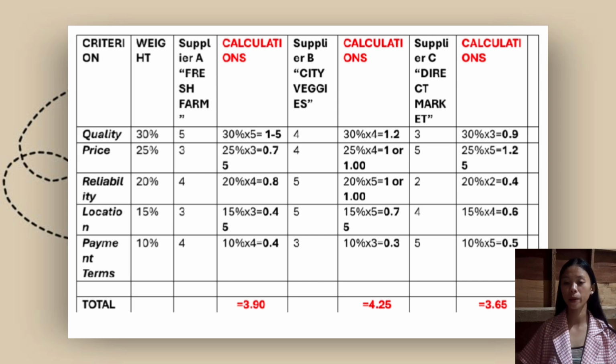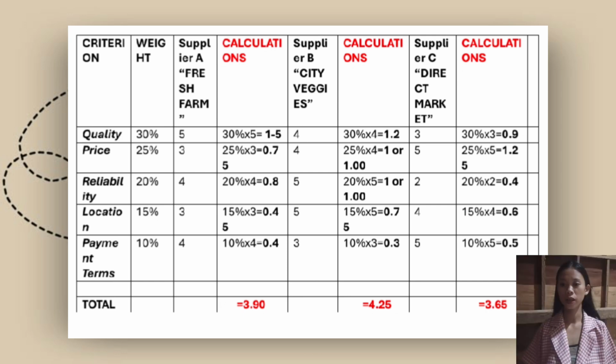Let's also have the payment terms. We have the 10% weight percentage and the Fresh Farm rating of 4. So let's also multiply this. 4 times 10% equals 0.40. The total is 3.90. Let's calculate next supplier B, City Veggies.